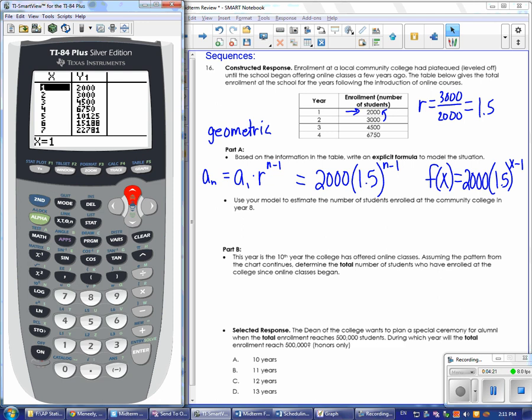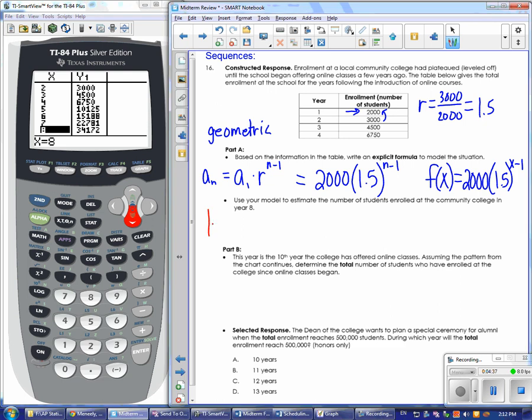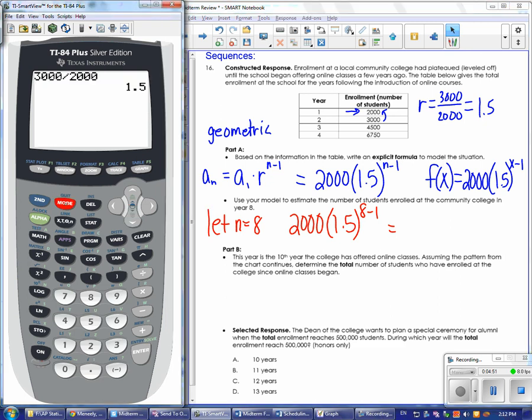The next question is saying to use our model to estimate the number of students enrolled in the community college in year 8. Now that I have this on my calculator, I can very easily just scroll down to year 8 and know that it's going to be 34,172, or I can simply let n equal 8 and plug it into my formula. So I'd have 2,000 times 1.5 to the 8 minus 1. And I prefer to see the work. If you're one of my students, I'd rather see you write it out, but you can solve the problem either way.